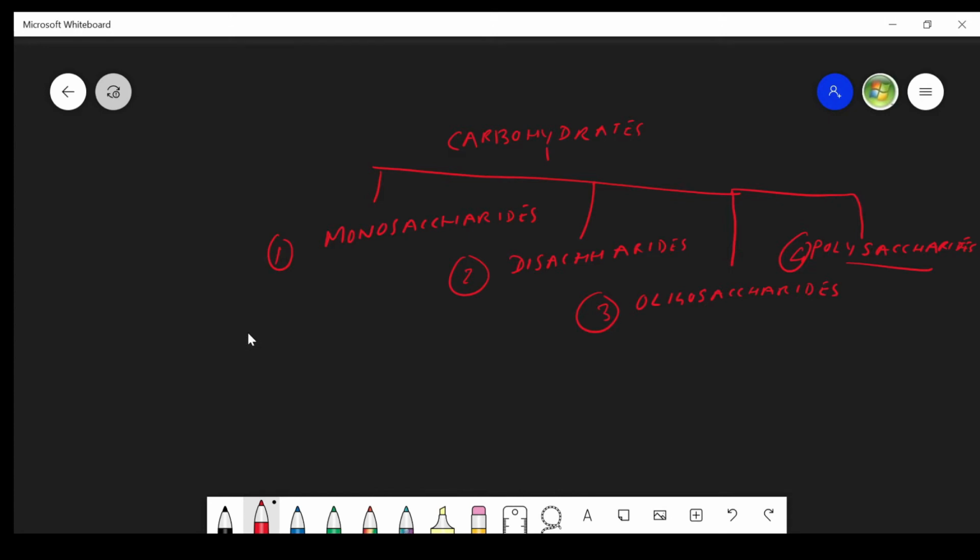Now let us go one by one. Actually, monosaccharides are the simplest sugars which cannot be hydrolyzed further. So these are the simplest sugars, monosaccharides. Now, what are the examples of monosaccharides? Glucose, then you have fructose, then you have galactose.